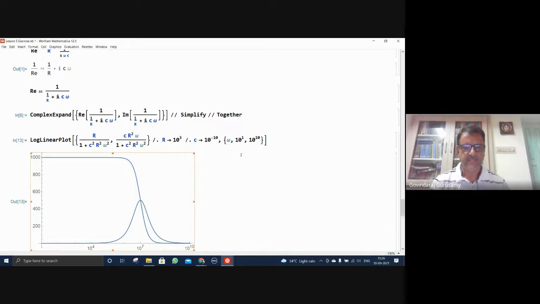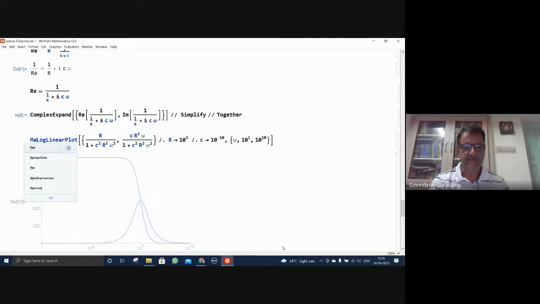Okay. And in this log linear plot, I just change. See how I'm going to do it now. Manipulate.